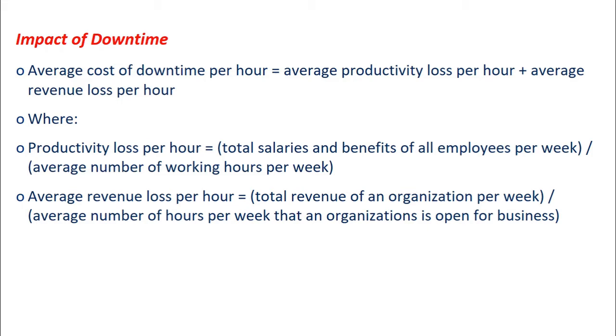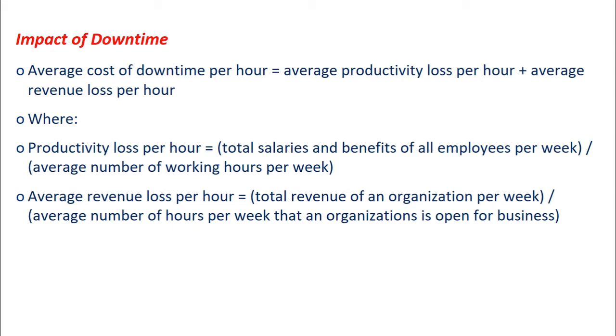So this is just an equation to calculate the average cost of downtime per hour, which is the sum of average productivity loss per hour plus average revenue loss per hour. Using this average cost of downtime provides a key estimate in determining the appropriate business continuity solution.